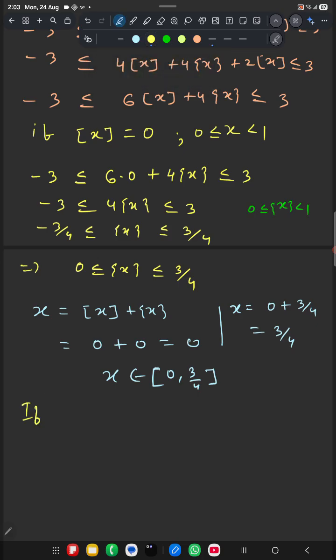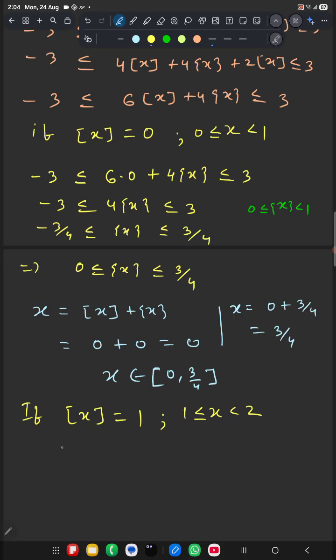If the greatest integer value is equal to 1, then see what happens. It becomes 1 when x lies between 1 and 2. Sorry, I'm very sorry. When it lies between greater than or equal to 1 and less than 2. Okay, thank you for paying attention.